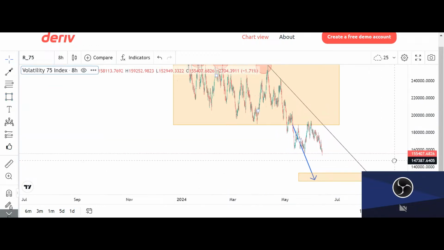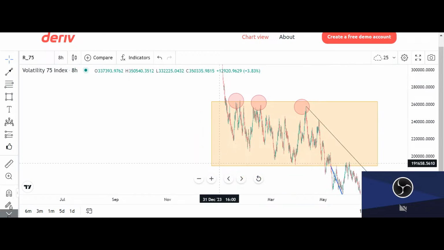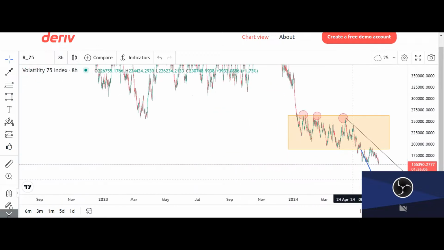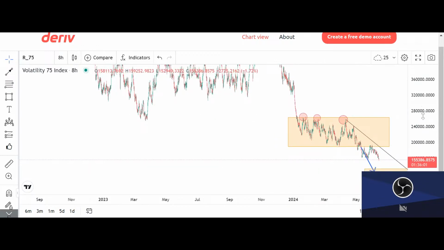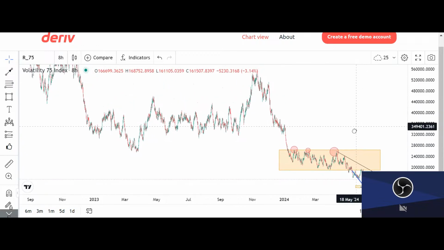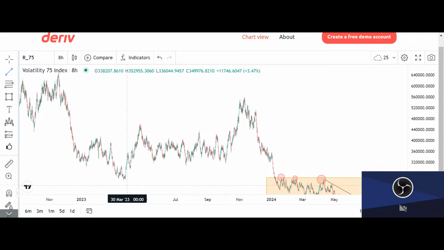So this is what you think would happen for V75. At least price should get to this zone. That's basically it. Simple as that. No long story. No hot stuff. Straightforward. Maybe you're not sure, you want to still confirm other things. You could do it like this. You could do this one.